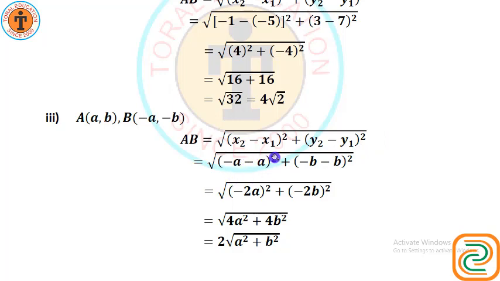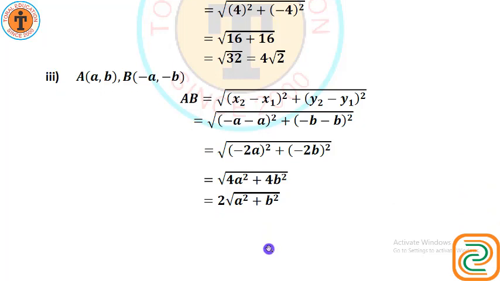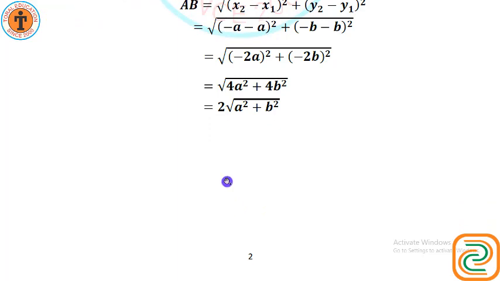Right? x2 minus x1 whole square, y2 minus y1 whole square. Minus A, look at here, minus A, x2 minus A. Right? And y2 minus B, right? So minus 2a square plus minus 2b square, that is 4a square plus 4b square. If we take 4 as common, then square root of 4 is 2, then 2 root a square plus b square. Right? Okay. Next, question number 2.